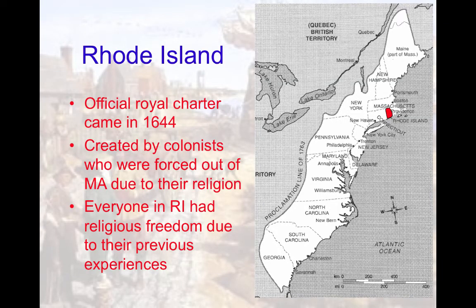Rhode Island, teeny tiny little colony of Rhode Island, was a royal charter in 1644, and it was actually created by colonists who were forced to leave Massachusetts because they didn't believe in the Puritan religion, which I always find interesting, that the Puritans settled in Massachusetts because they weren't allowed to practice their religion in England, and then they kicked people out for not wanting to believe their religion. A little interesting to me, but Rhode Island provided for religious freedom because those who came and settled in Rhode Island had been treated very harshly by those in Massachusetts and elsewhere because of their religion.